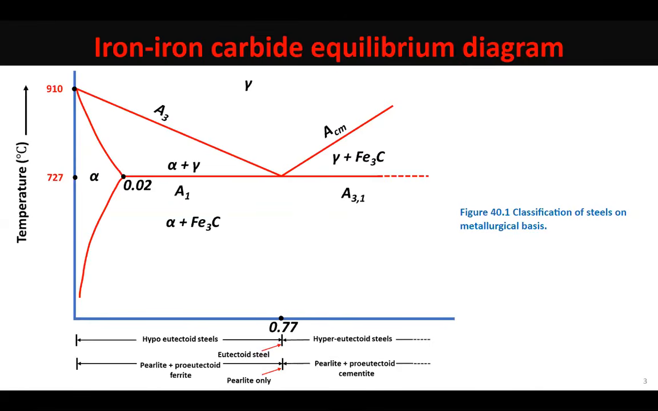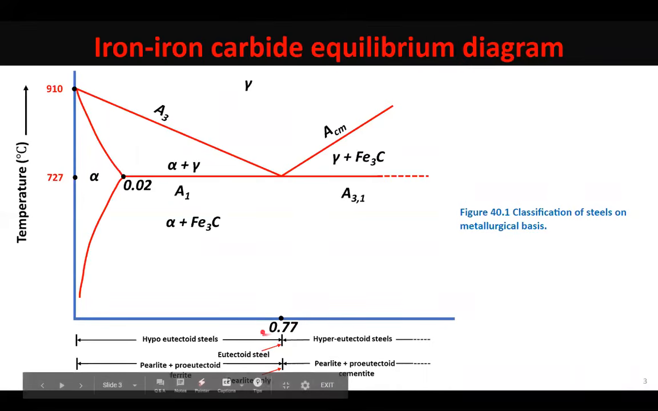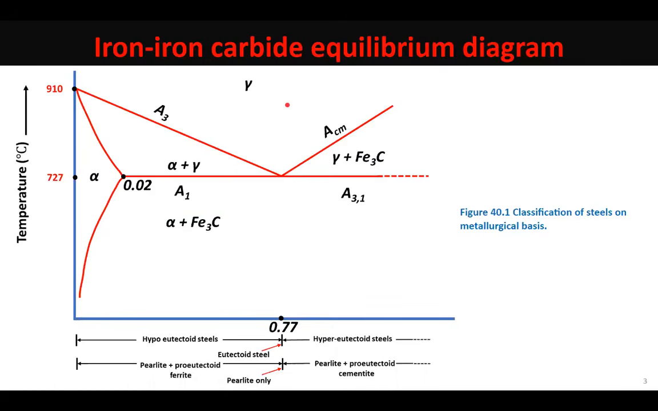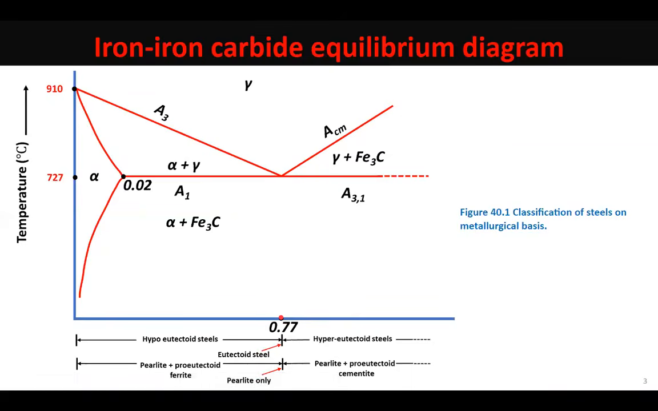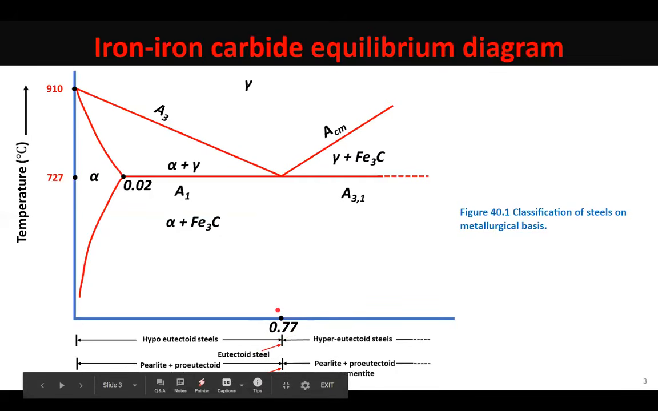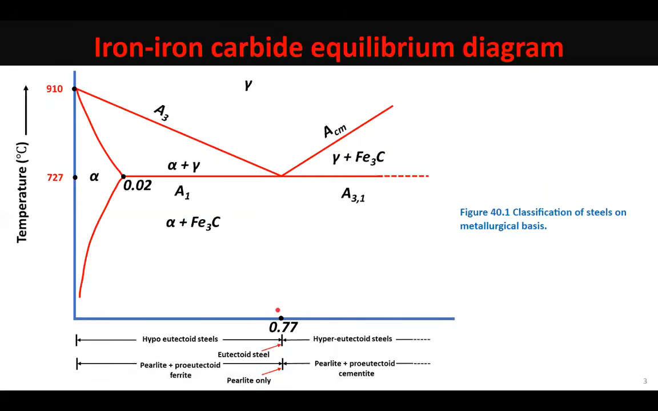And on the basis of this reaction, the steel which contains exactly 0.77 percentage of carbon in it is called the eutectoid steel. Some books would also refer to this as 0.8 percentage carbon composition. But again, to be more specific, any steel which contains 0.77 percentage carbon and remaining 99.23 percentage iron, that steel is called a eutectoid steel.